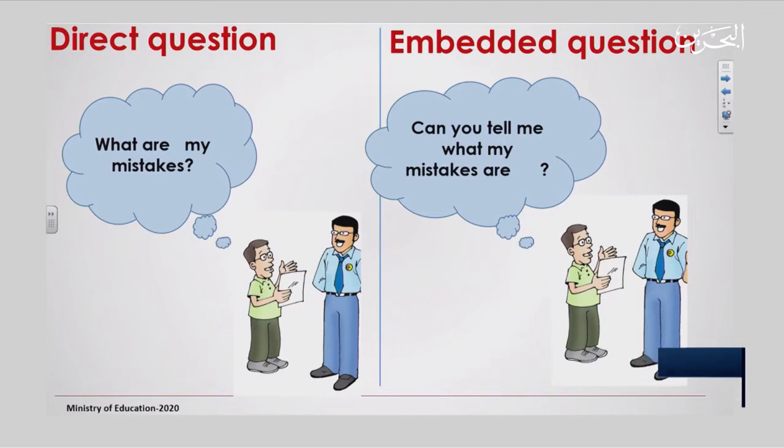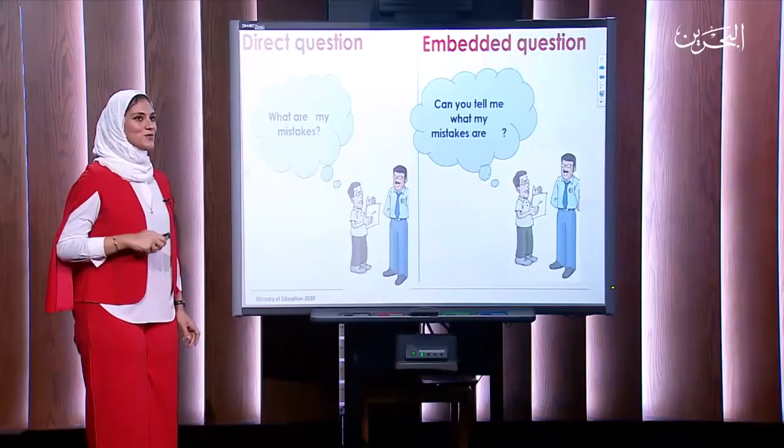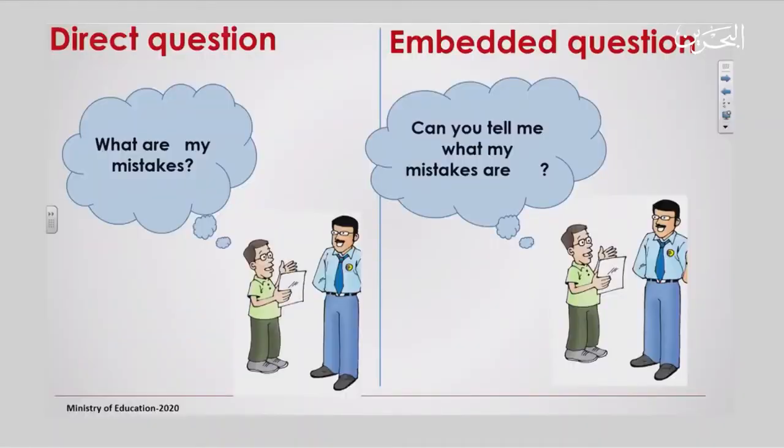Let's start with these two questions. So we have a direct question and an embedded question. For the direct question, what are my mistakes? For the embedded question, can you tell me what my mistakes are? So what do we notice here? In direct questions, we have what are my mistakes, where "are" is the second word in this question. As for the embedded question, "are" comes at the end. But again, what do we mean by that?